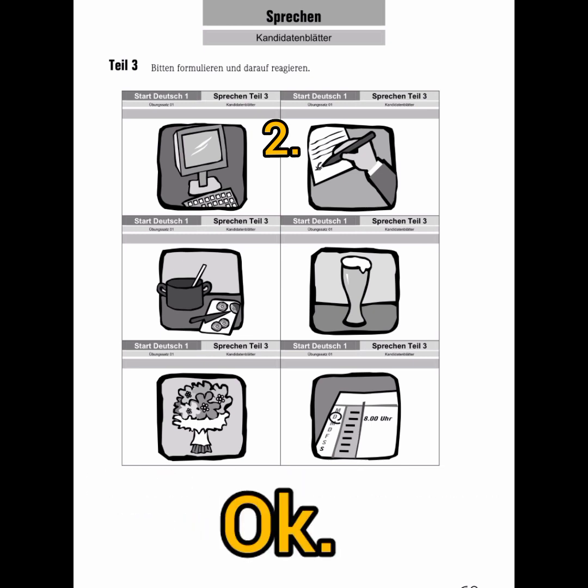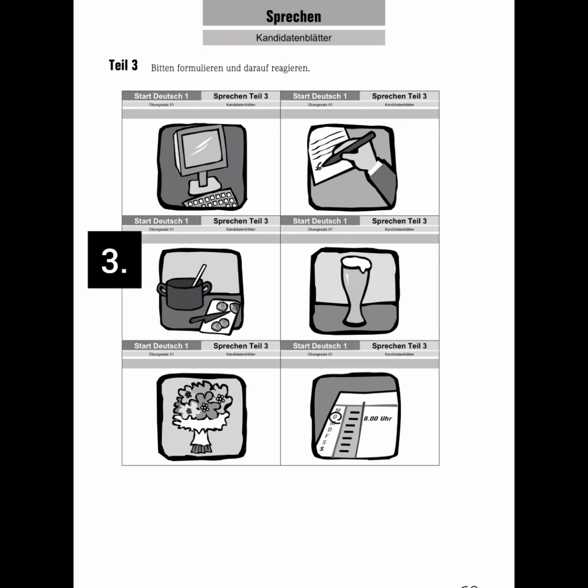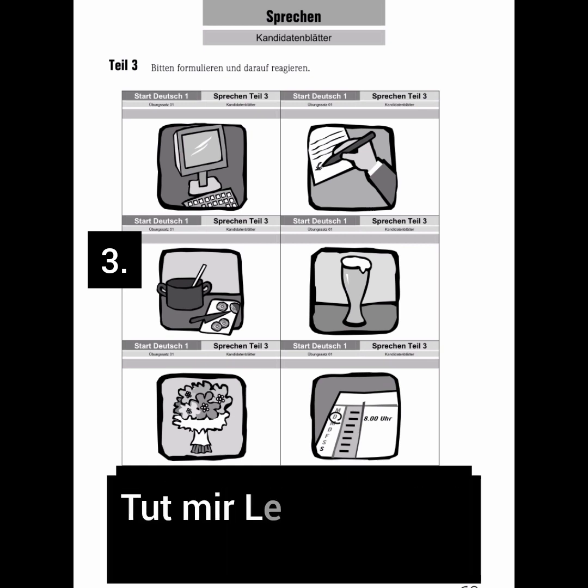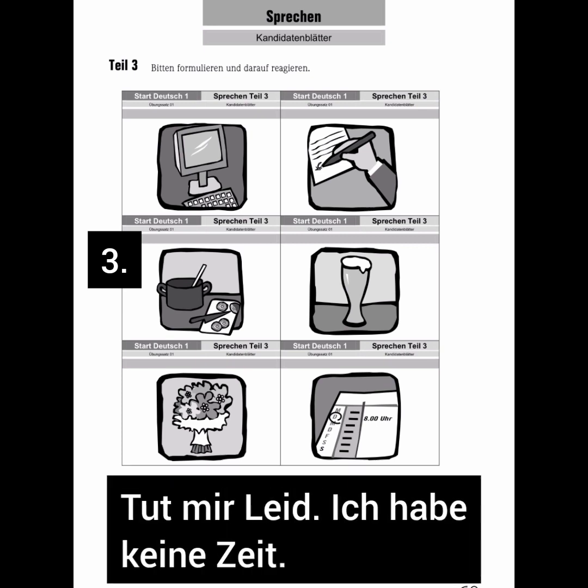Right? Now, in the third picture, it seems like some food is being cooked there. So I could request someone, please cook me some food. I could say, bitte kochen Sie mir Essen. And they could say, tut mir leid. Ich habe keine Zeit.